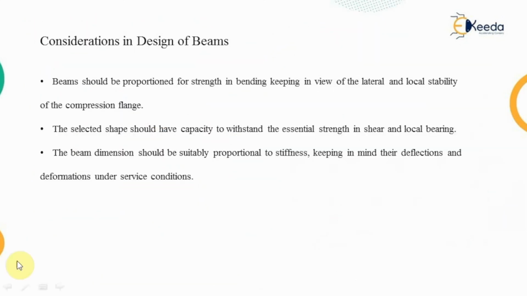Now whenever we are designing the beams, we need to consider a few criteria. Beams should be proportioned for strength, because the beams resist the load with the help of bending and shear. That's why they should be proportioned suitably so as to obtain sufficient strength to resist the bending and to keep the lateral and local stability of the compression flange in check. And that's why the selected shape, whichever of the sections that we have seen we are using, must have the capacity to withstand the essential strength in local shear and local bearing. So they must be strong enough in bending as well as in shear.